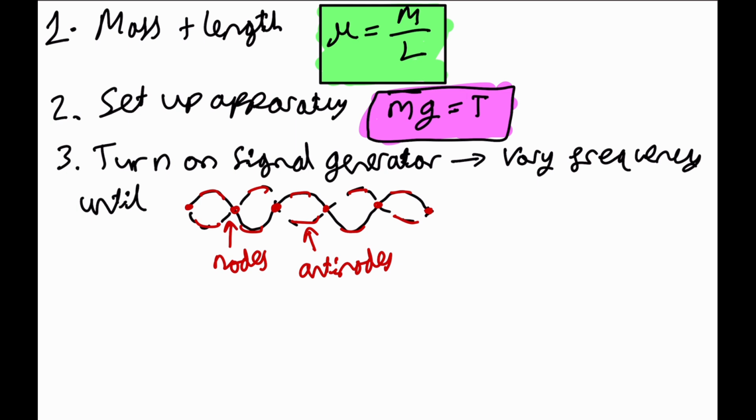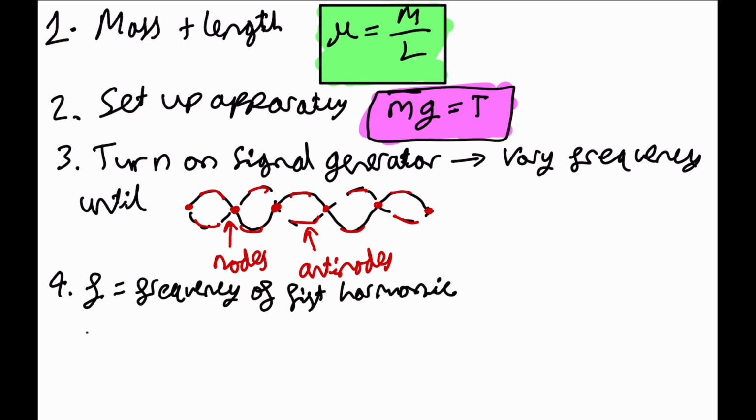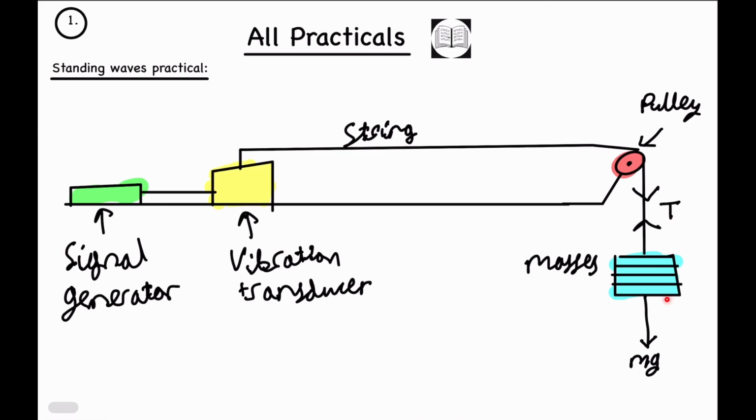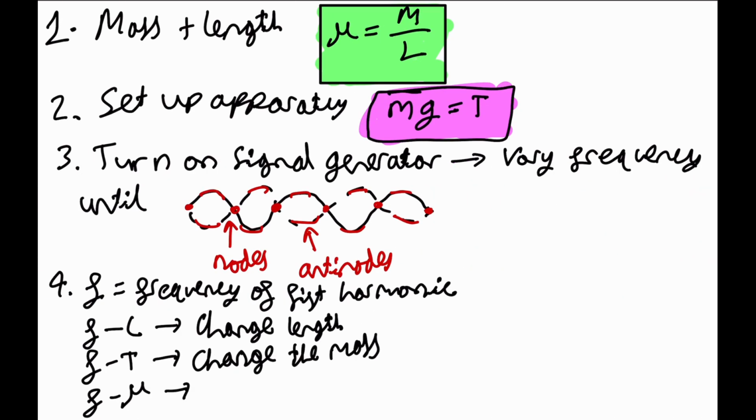And once you do that, depending what they ask you on the exam or in the practical, you have a choice of either doing f, which is the frequency of the first harmonic. So you could either do f against L, f against T, or f against mu. And for each of these experiments, you would either change the length of the string, or change the tension by changing the weight of the masses at the end, so you would change the amount of mass here, or you would change the type of string.